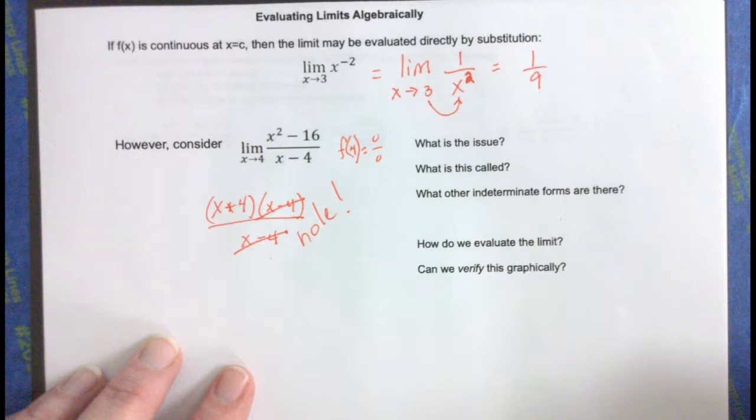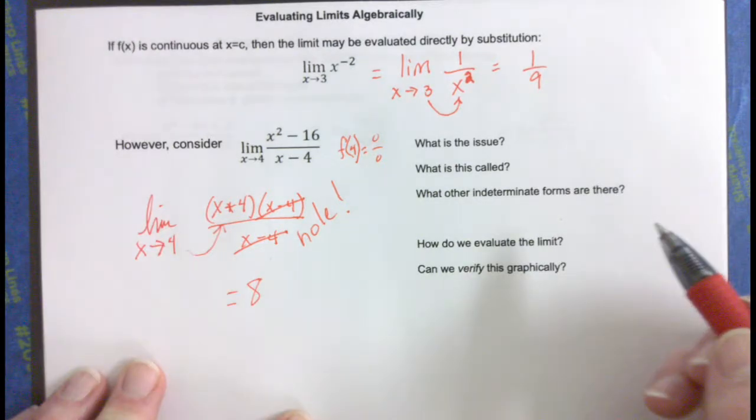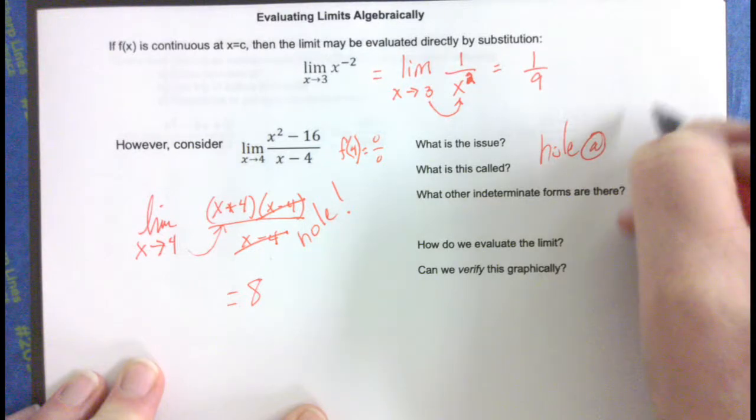Does that make sense? The limit would be like where that hole is. So this definitely is a straight line with a hole in it. But that straight line from the right is approaching 8, and from the left, it is approaching 8. As we get closer and closer to 4, this is approaching 8. And it would be from both sides, so therefore the limit is 8.